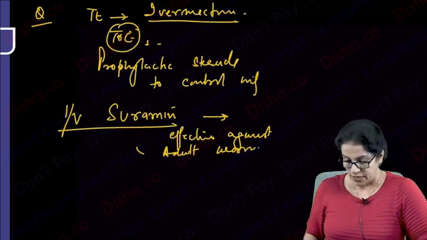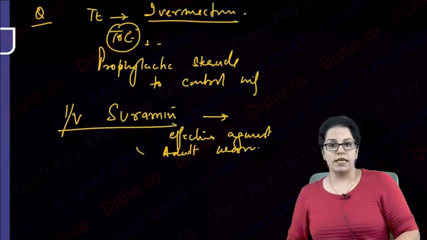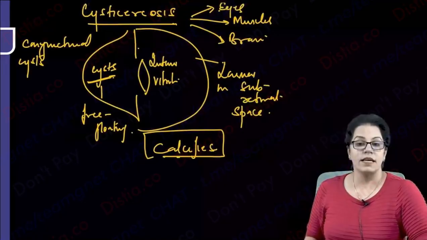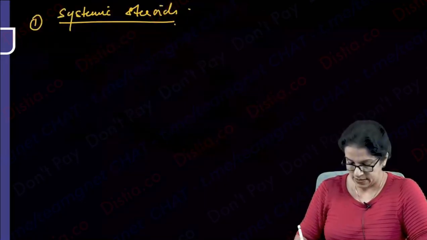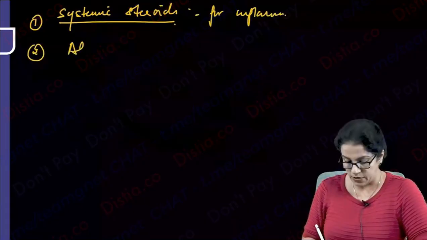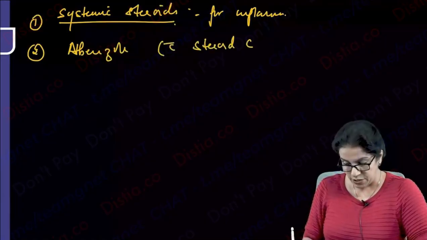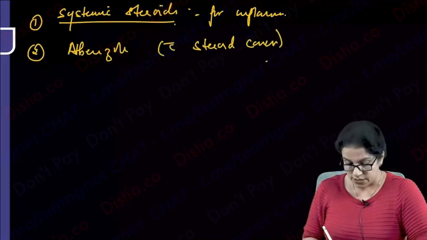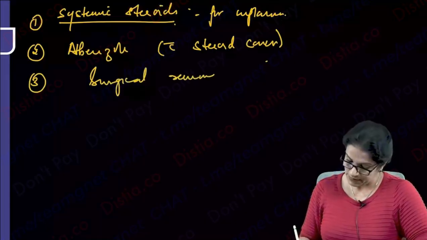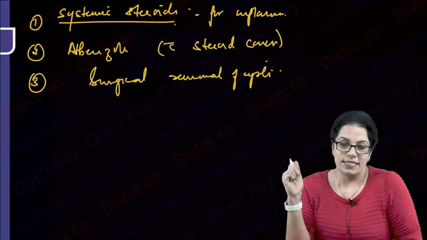Okay, you want to write? So in the Mazzotti reaction, what is happening? Again a similar thing, a severe inflammation leading to a life-threatening complication. So systemic steroids for inflammation, and albendazole is only given with steroid cover, and you may need to surgically remove the cyst. Okay, surgical removal of cyst. Right. That was about your cysticercosis.